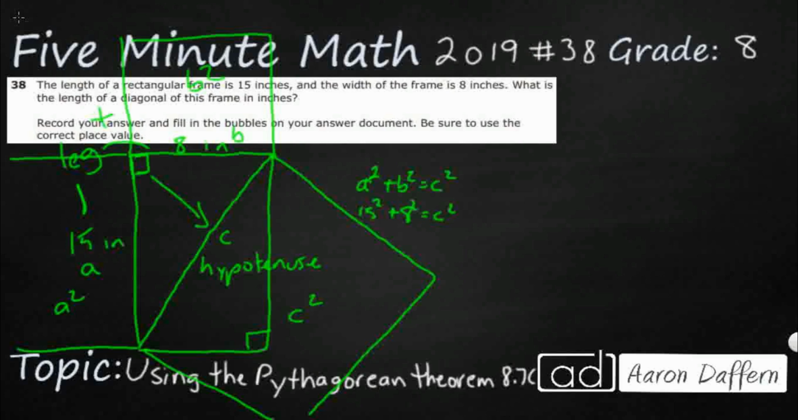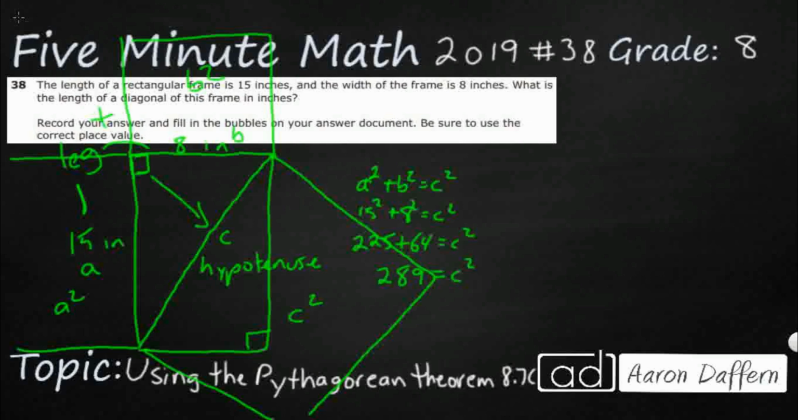So my 15 squared, that's 15 times 15, that is not 15 times 2. So that's 225. And then I've got my 8 times 8, not 8 times 2, that's 64. So 225 added to 64, not division, it's going to get you 289. All right, so 289 equals c squared.